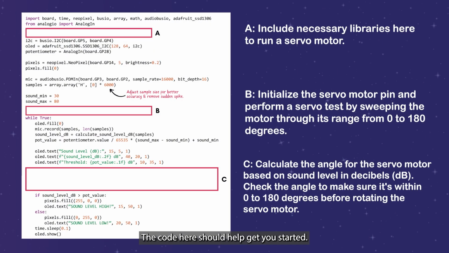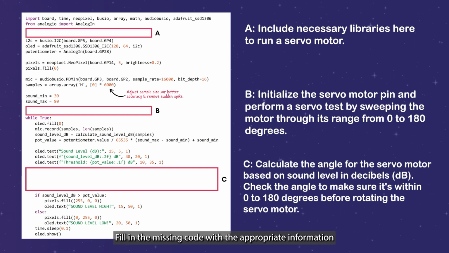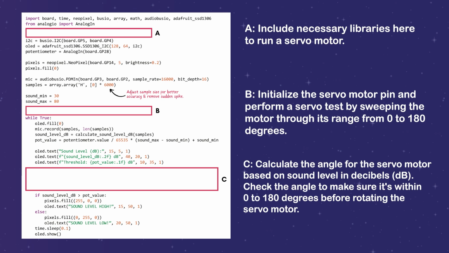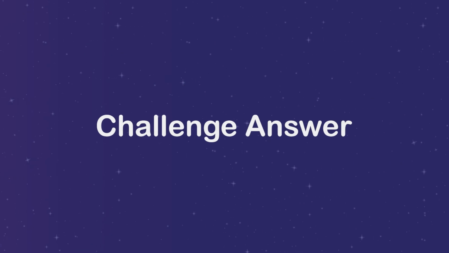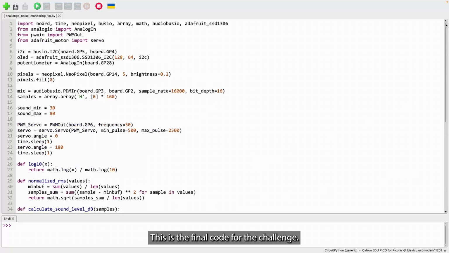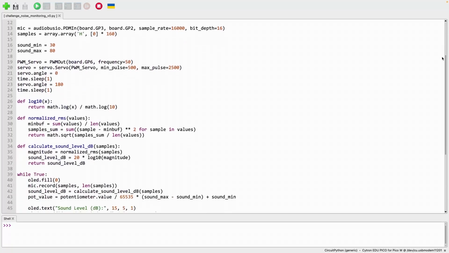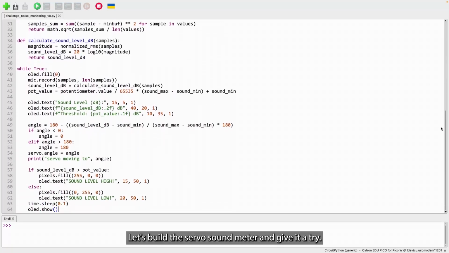The code here should help get you started. Fill in the missing code with the appropriate information based on the description given. This is the final code for the challenge. Let's build the servo sound meter and give it a try.